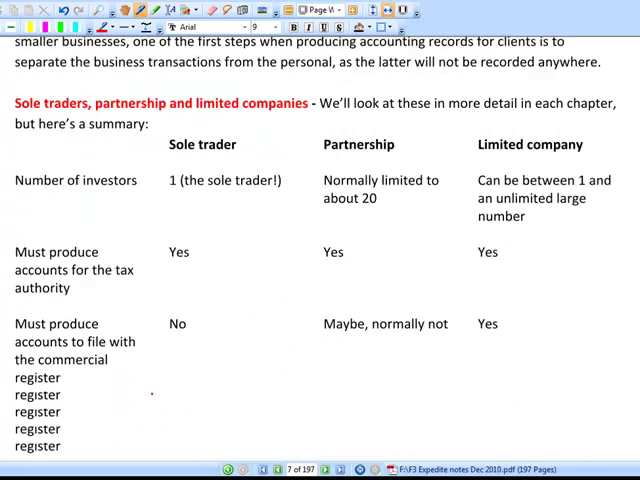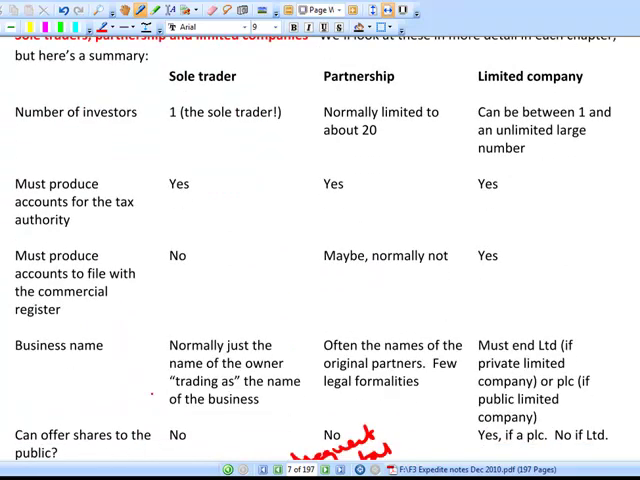Let's take a look at a partnership. Partnerships are basically collections of sole traders. Now, they can vary quite a lot in legal form around the world, but the accounting is much the same.